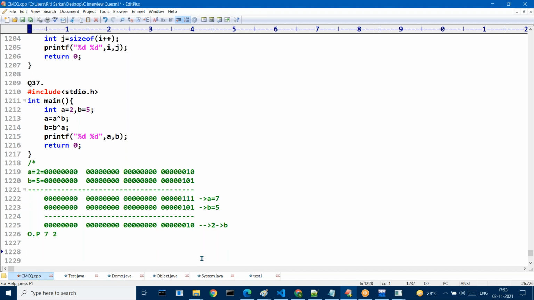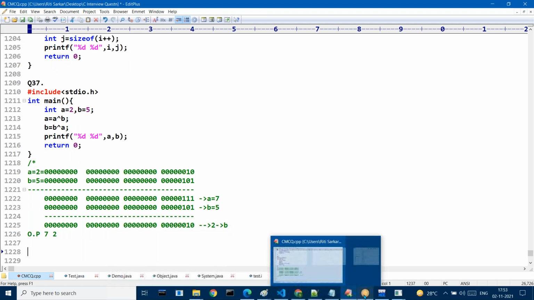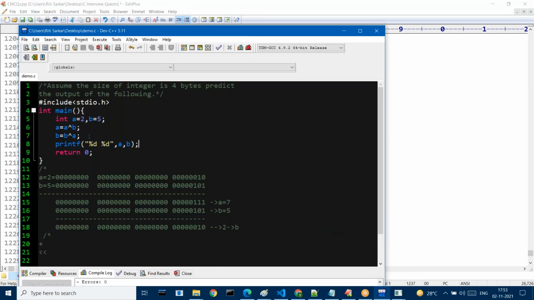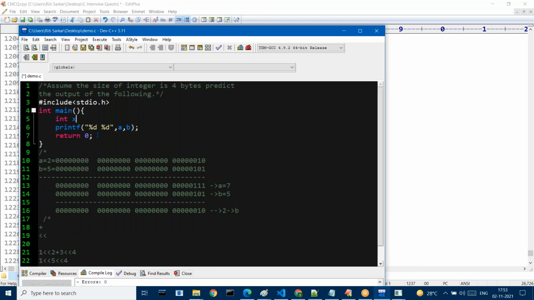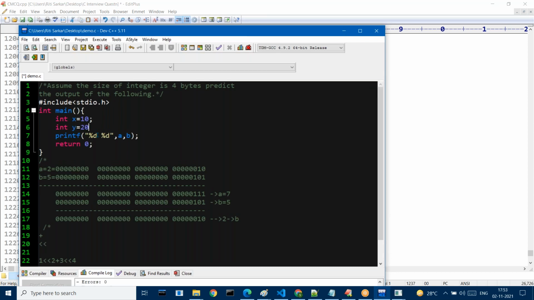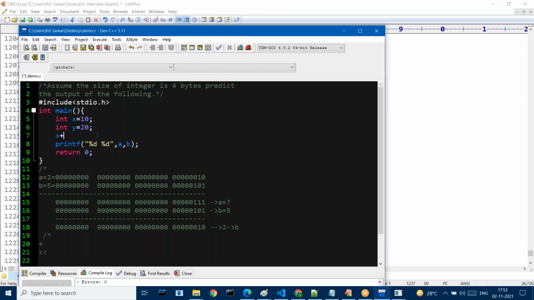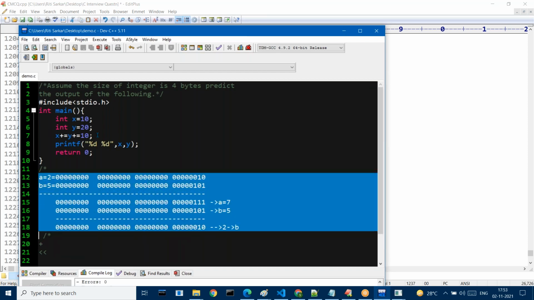Next, and after that, say I'm taking here int x is equal to 10, y is equal to 20, x plus equal to y plus equal to 10. Print percent d, x y. Tell me what is the output in this case?